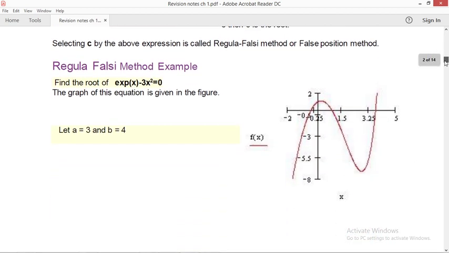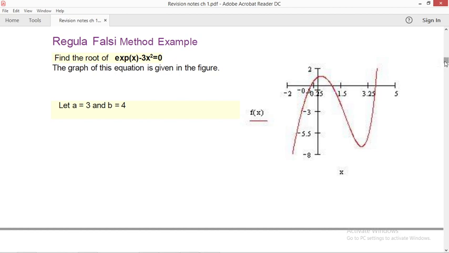Now let's have a look at the example over here. The function was given as e to the power x minus 3x squared equals 0. Here is a graph for reference. You see there can be 3 roots possible over here. But let us assume that a is 3 and b is 4. You could take any other combination as well. Whatever interval gives f(a) and f(b) multiplied to be negative can be considered. Here I am taking a as 3 and b as 4.